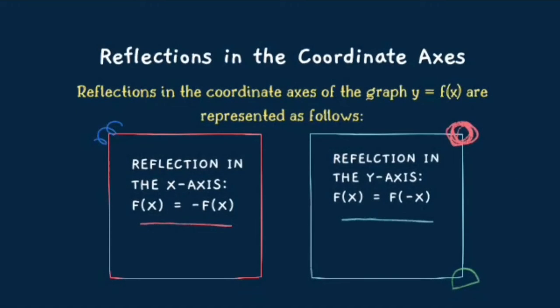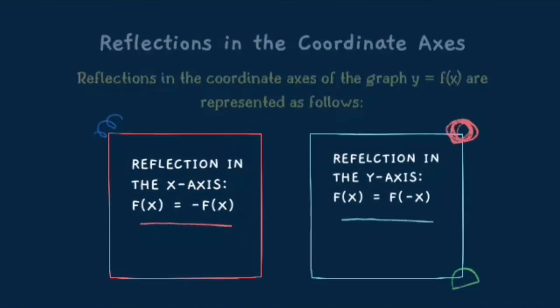Reflections in the coordinate axis. Reflections in the coordinate axis of the graph y is equal to f of x are represented as follows. Reflection in the x-axis, f of x is equal to negative f of x. Reflection in the y-axis, f of x is equal to f of negative x.